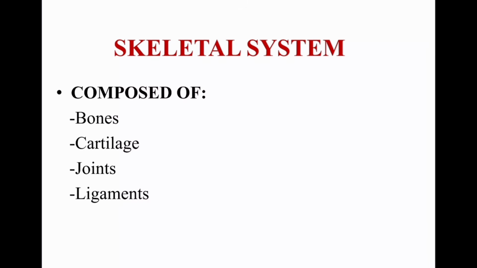The skeletal system is composed of bones, cartilages, joints and ligaments. These are the four components. In further videos we will see them one by one, so watch till the end.